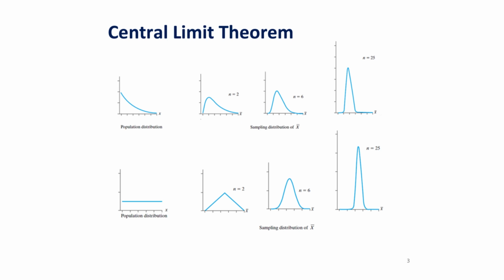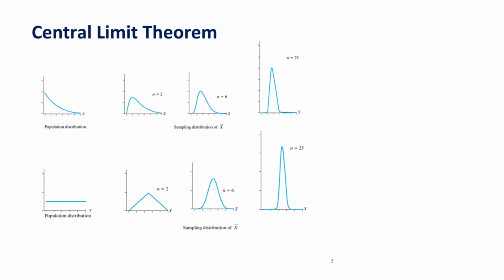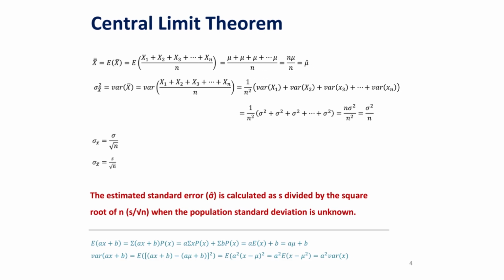As the sample size increases, the spread of the sample means decreases, resulting in a tighter and more concentrated distribution around the population mean. The mathematical equations explain key concepts of the Central Limit Theorem. First equation, mu x bar equals E of x bar, showing that the sample mean is an estimator of the expected value of the sample mean. This equals the sum of all observations divided by n, which simplifies to mu, when each observation has the same mean. This confirms that the sample mean is an unbiased estimator of the population mean.